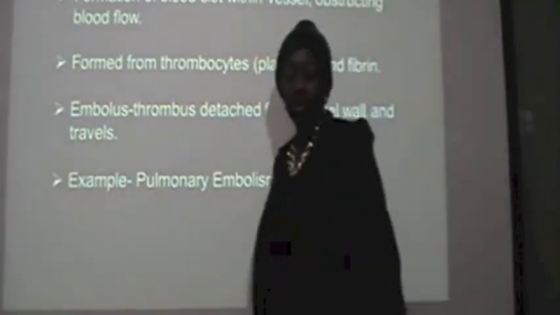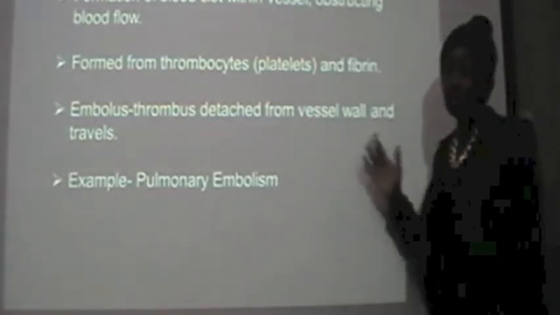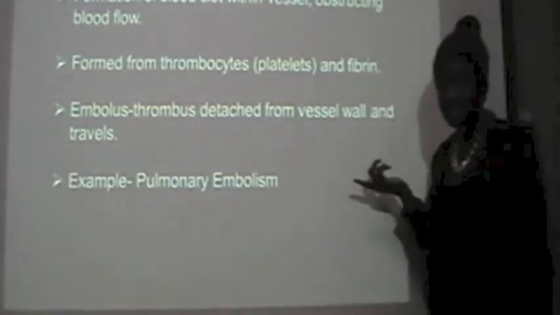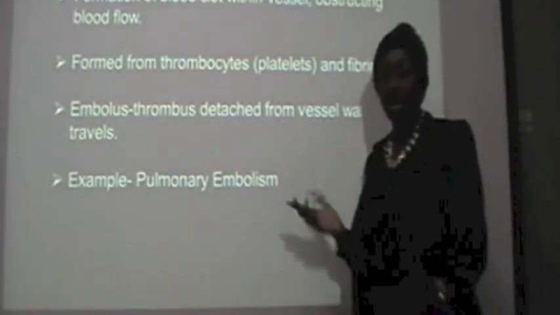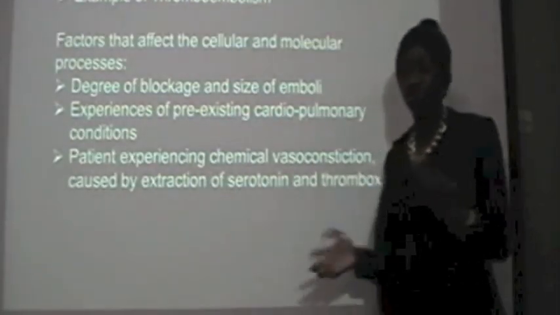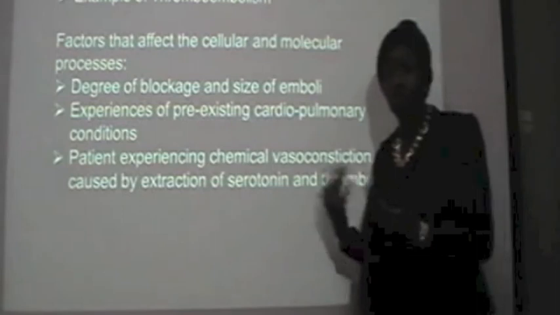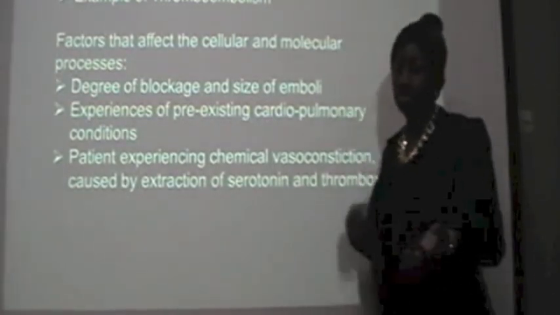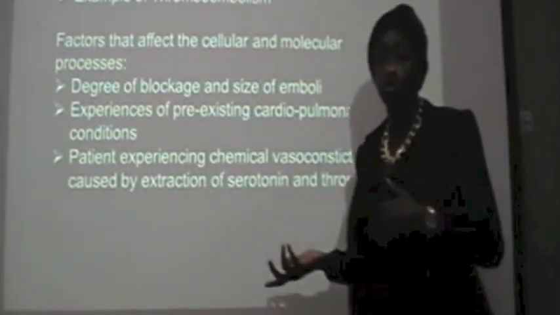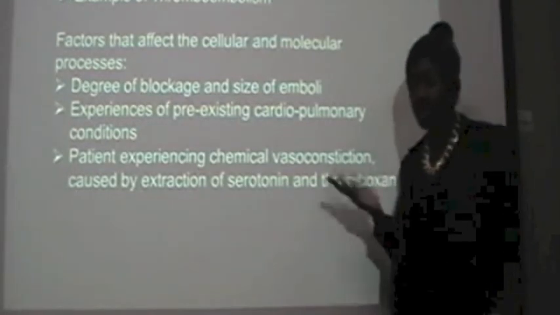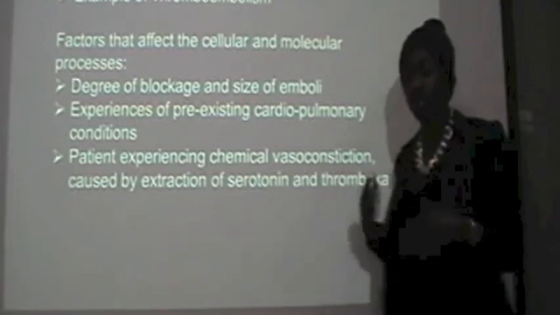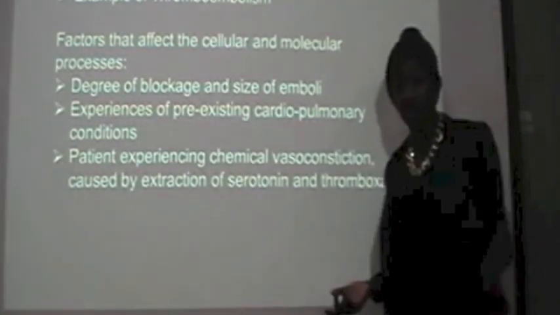Thromboembolism. Thromboembolism can be many things, but it normally occurs due to a blood clot within the vessels formed from thrombocytes and thrombin. An example of a thromboembolism would be pulmonary embolism. There are many factors that contribute to the cellular and the molecular processes of pulmonary embolism. One of them would be the degree of blockage, so that would mean the size of the blockage, whether acute or large. Another factor would be if the patient has experienced any cardiopulmonary conditions before, such as stroke, heart attack, etc.